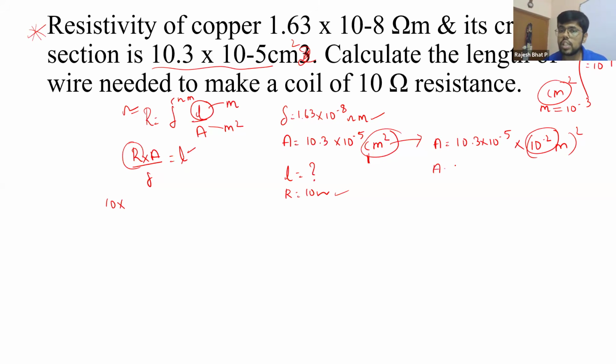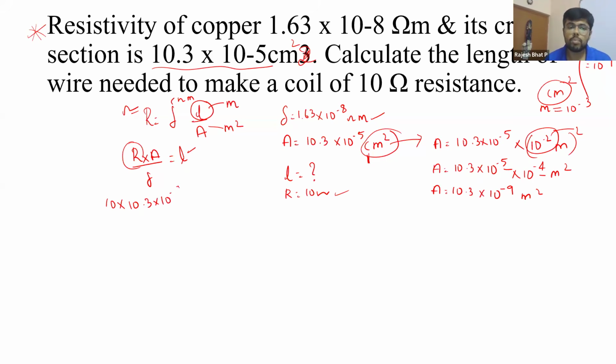So now area of cross section is 10.3 into 10 power minus 5 into this, both will multiply, so it is 10 power minus 4 meter square. So now law of indices: 10.3 into minus 5 and minus 4 you need to add, it becomes minus 9. Okay, meter square. Now everything is ready. Now area of cross section is 10.3 into 10 power minus 9, divided by rho, which is how much? 1.63 into 10 power minus 8.